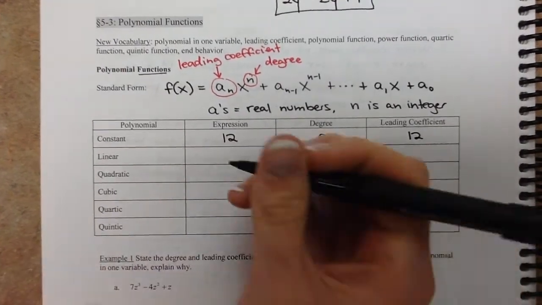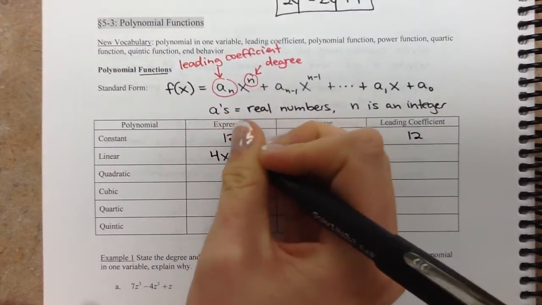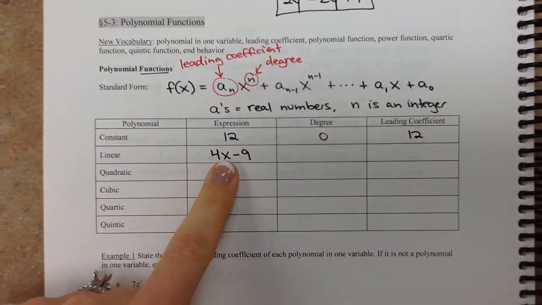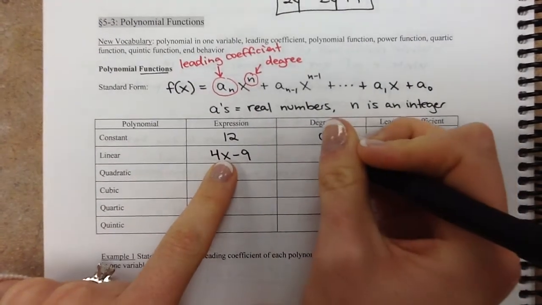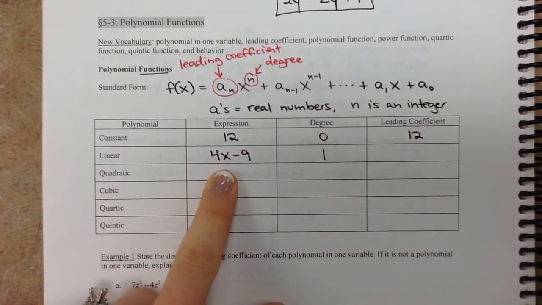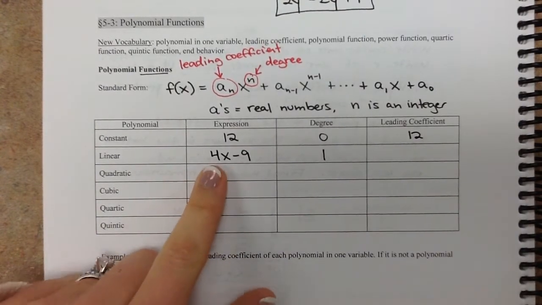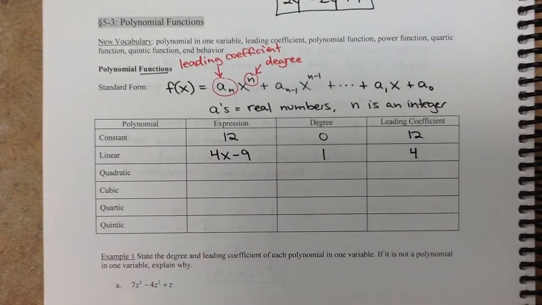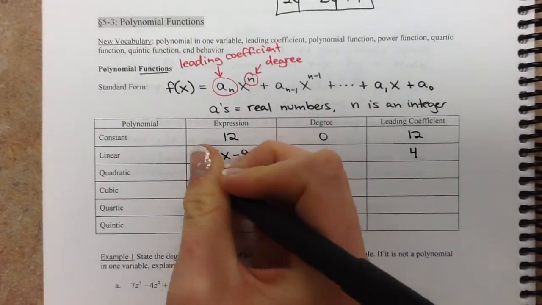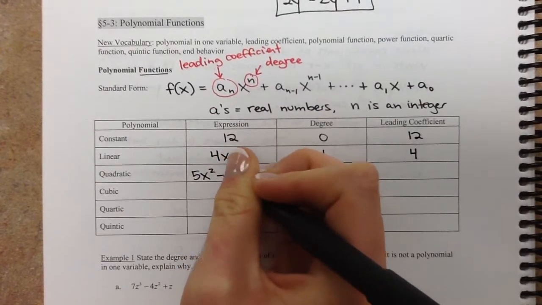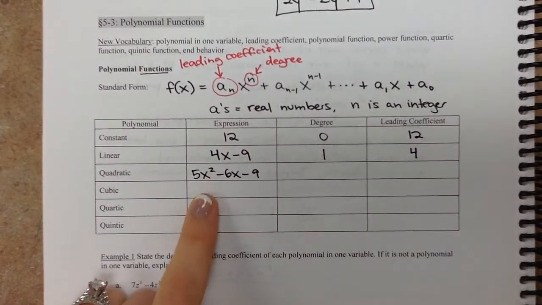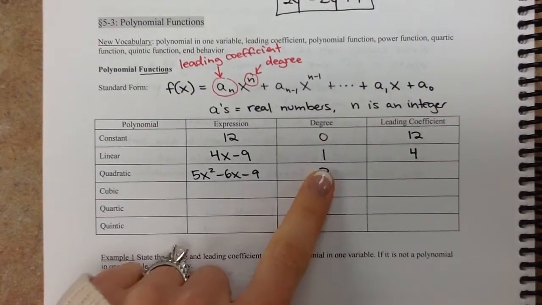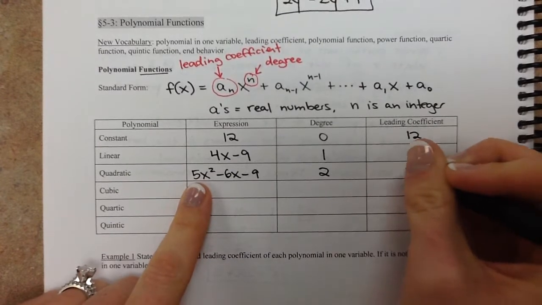A linear function looks something like this. Something like 4x minus 9. So a linear function has just a power of 1 as its leading term. Whenever you see an x, it is technically x to the first. So that's the degree, it's the largest term. The leading coefficient, again, is whatever is attached to this leading term. So here that would be a 4. An example of a quadratic function would be something like this. Okay, so a quadratic is anything with an x squared. So this would be degree 2. The leading coefficient attached to this term would be a 5.